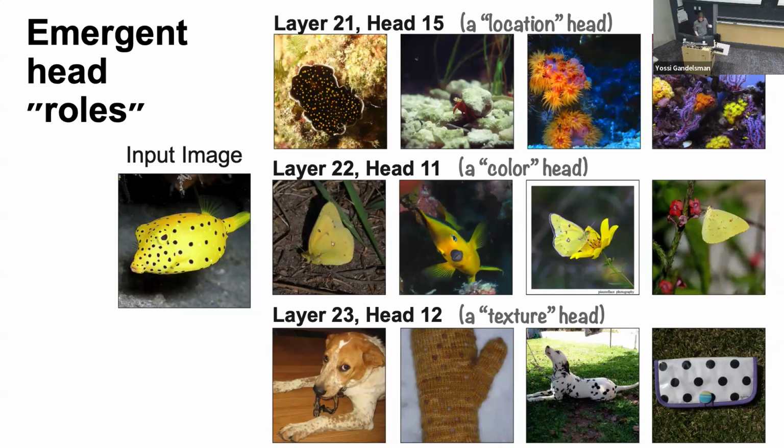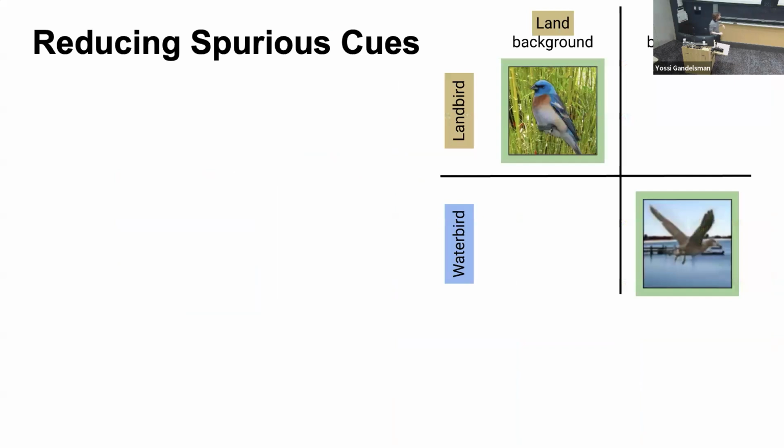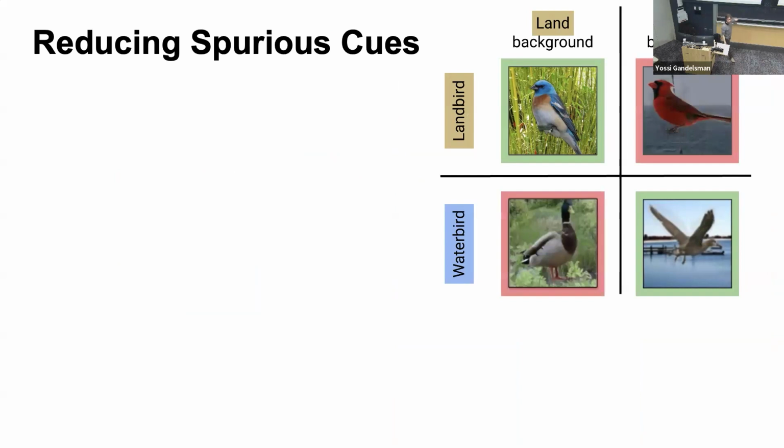Now, why is that useful? So suppose that we want to use CLIP to classify images of birds into water birds and land birds, right? So, you know, these types of images. And CLIP, as many other models, will use the background as a spurious cue. So if you take this duck, which is a water bird, and put it in the middle of the forest, like in this image, you will see that CLIP fails to classify it. Because, again, it uses the background as a spurious cue.